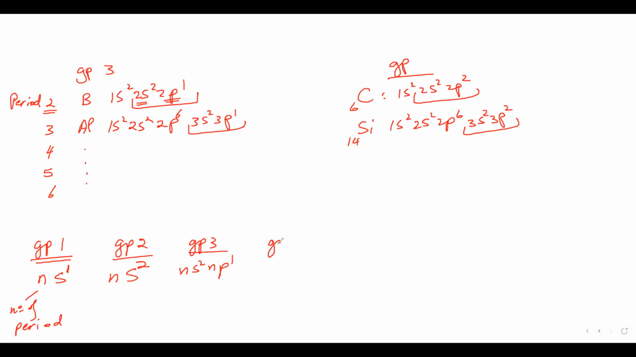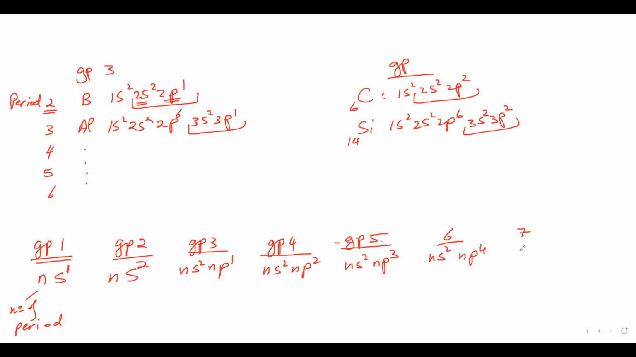So group 4, all of them end up with ns2np2, and so on. If we go for group 5, we'll see that all of them end up with ns2np3. Group 6 ends up with ns2np4. We said before that the number of the group gives us the number of electrons in the outermost shell. So if you add 2 plus 4, you get 6.